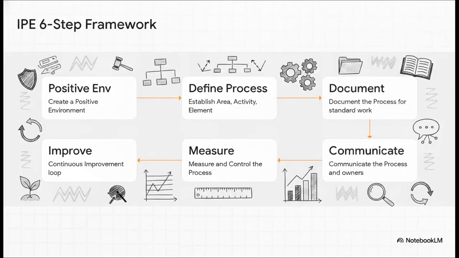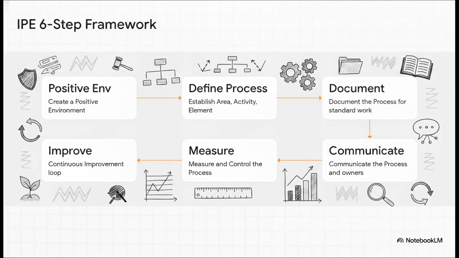Let's just walk through this brilliant 6-step methodology that actually establishes the governance your AI agents are desperately hunting for. First up, you create a positive environment, which means setting up your escalation and deviation rules. Second, you define the process, establishing a very clear hierarchy of activities. Third, document the process to create standard work. Fourth, communicate the process to assign crystal clear ownership.